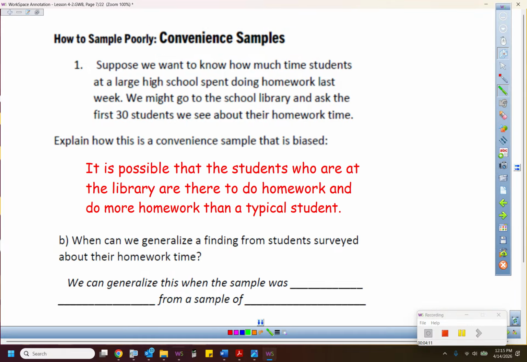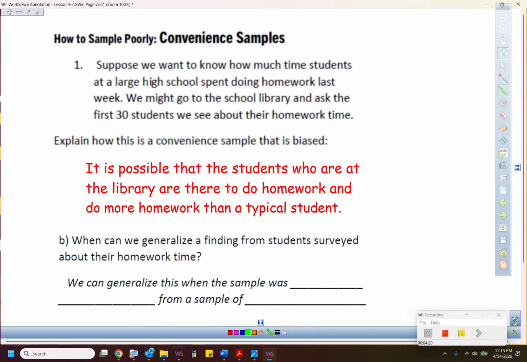You can make this shorter if you want. You don't have to write all of that down. But it's possible that students who are at the library are there to do homework and doing more homework than a typical student. You can summarize that as short as you need to. Like, people in the library are probably doing more homework. But what a weird question, you know? It's like, okay, how much homework time on average? If we only went and asked people who do their homework all the time, that's going to give us way too high of an estimate.